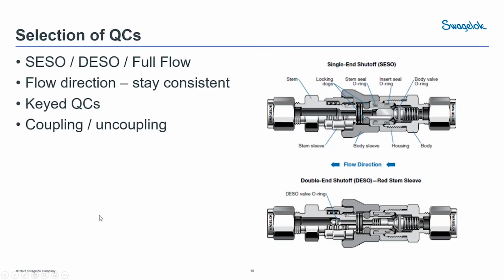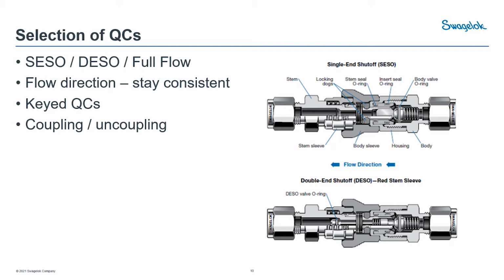So when you get into selection of quick connects, just a few special things here. Again, you're going to have the same questions around material compatibility. You're going to have the same things you want to answer on CVs and flows and whatnot. But some of the unique items on Quick Connect, first off, is CESO, DESO, and full flow. So you'll hear us say CESO and DESO. That's actually an acronym for single-ended shutoff and double-ended shutoff.